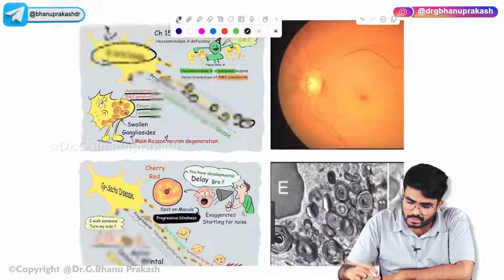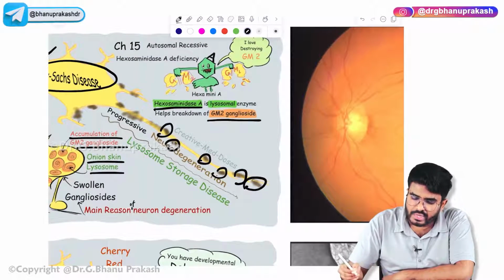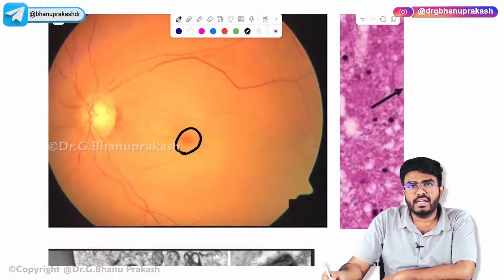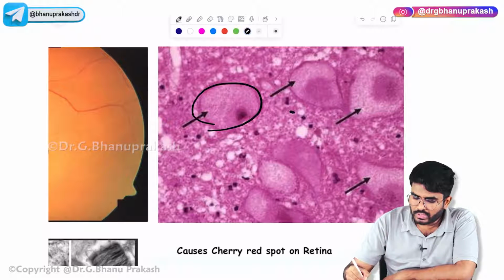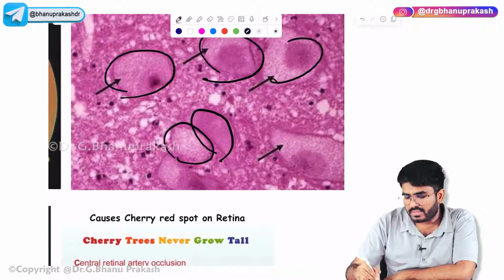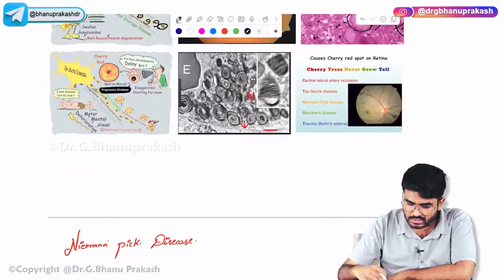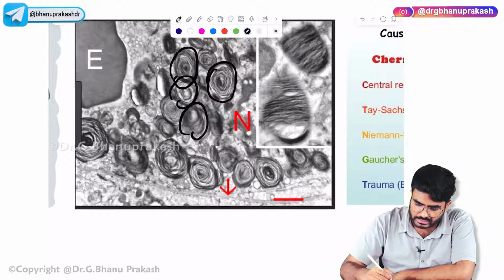Now what else you have to know: there is hexosaminidase A deficiency and GM2 ganglioside accumulation. In the retina you can see the cherry red spot. The neurons are getting ballooned out, and subsequent neurodegeneration will occur. There is ballooning of the neurons. See, there is onion skinning; these lysosomes show the onion skinning pattern.